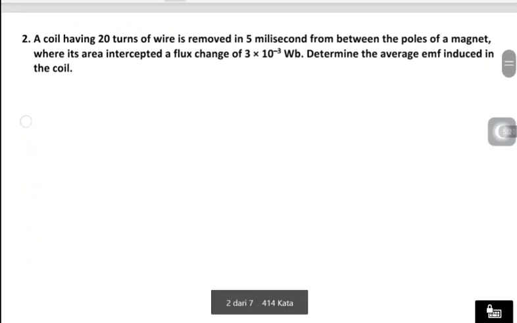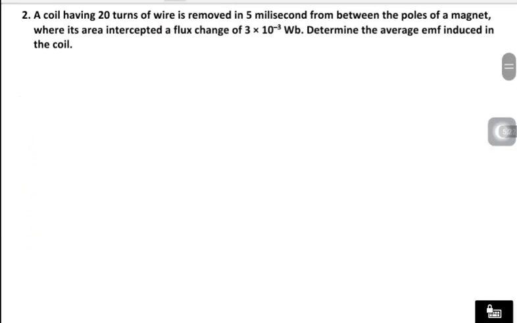Next, number 2. A coil having 20 turns of wire is removed in 5 milliseconds from between the poles of a magnet, where its area intercepts a flux change of 3 times 10 to the minus 3 Weber. Determine the average electromotive force induced in the coil.